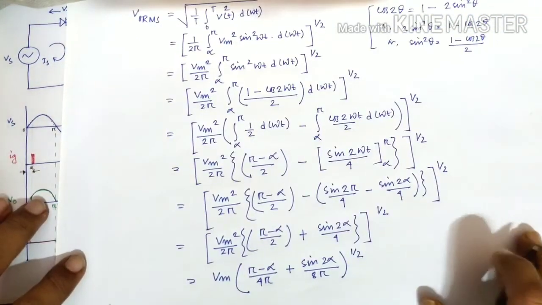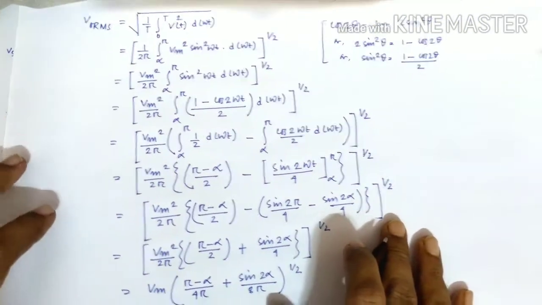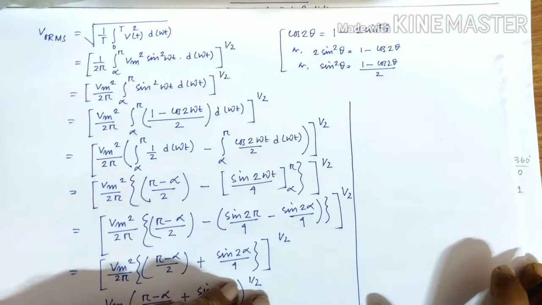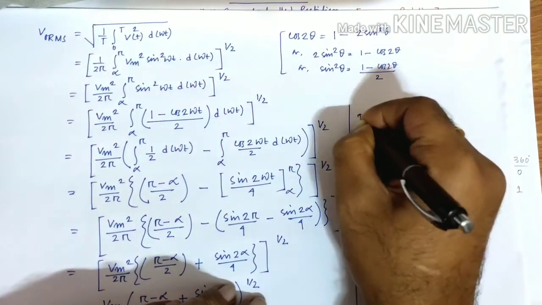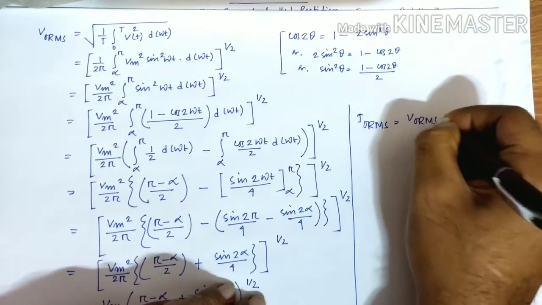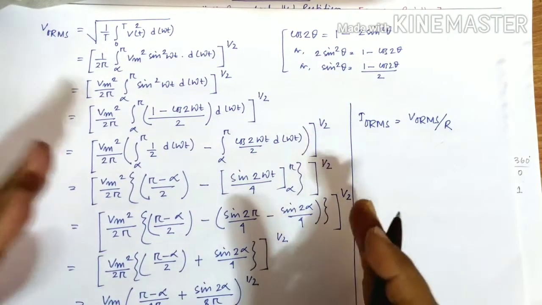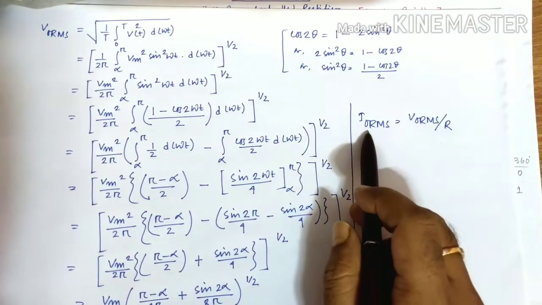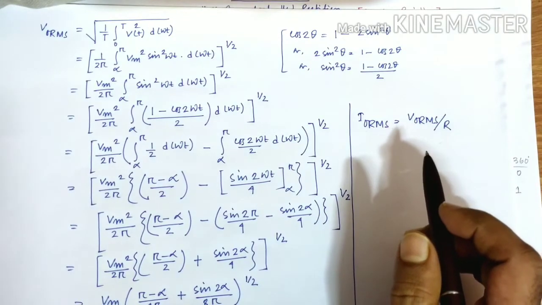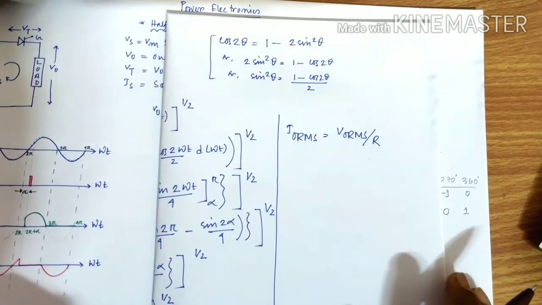Now if this is V0 RMS, then once again I can find easily what is the value of I0 RMS. What will be that value? Once again, as the load is pure resistive one, so I0 RMS will be V0 RMS divided by R. I am repeating it once again. As the load is pure resistive one, so I0 RMS will be V0 RMS divided by R. Now we have calculated V0 RMS and I0 RMS.